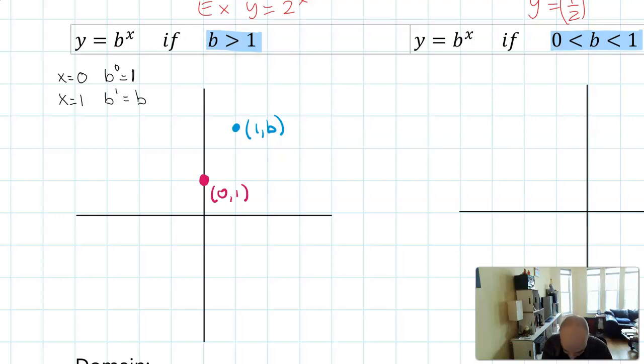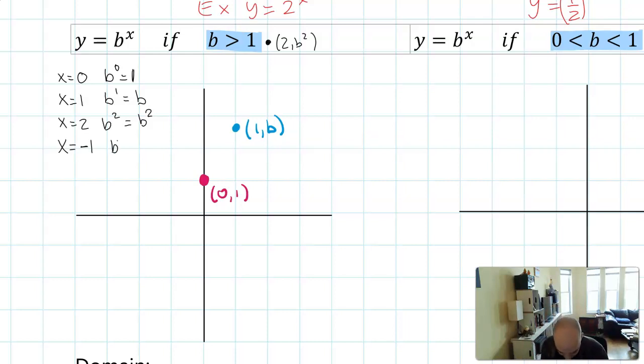And then maybe a third point: if x is 2, b to the 2 is just b squared, so that would be a little further up. Now, the point (2, b squared) doesn't fit on a lot of graphs. These will grow quickly, so instead it can be better to go the other way and consider negative numbers for x. Remember, the domain of these is all real numbers, so we have to put in positives and negatives.